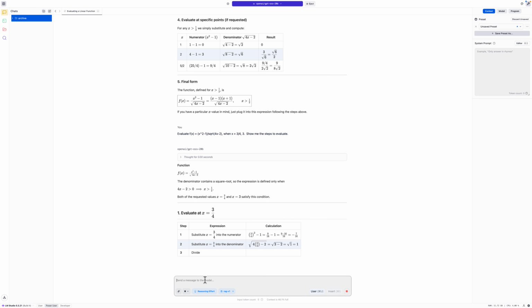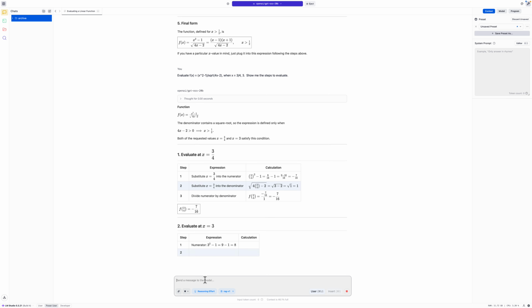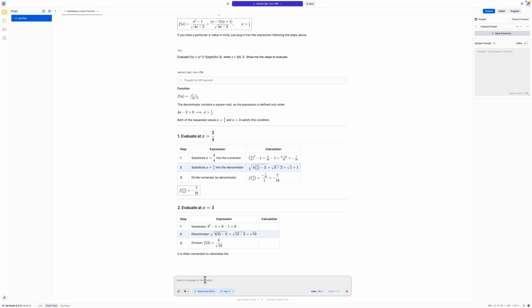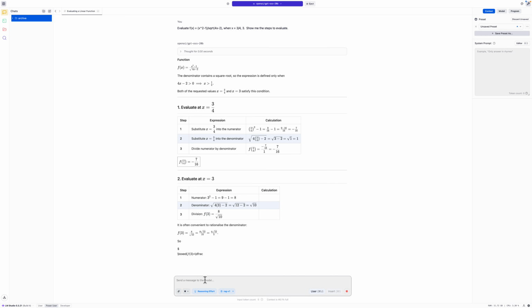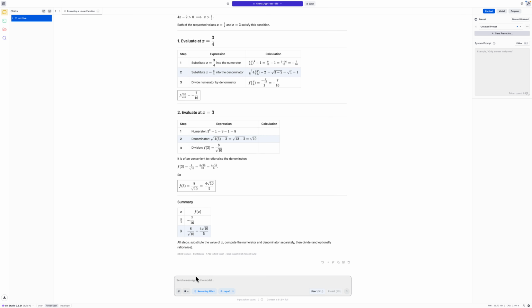So it's taking 3 over 4. It's going to square it. And then it's going to add 3 over 4 on the bottom. And the answer is -7 over 16. We'll look at it right now.